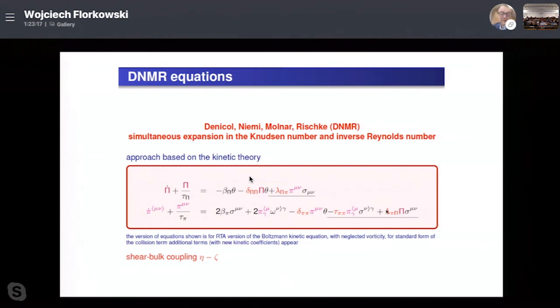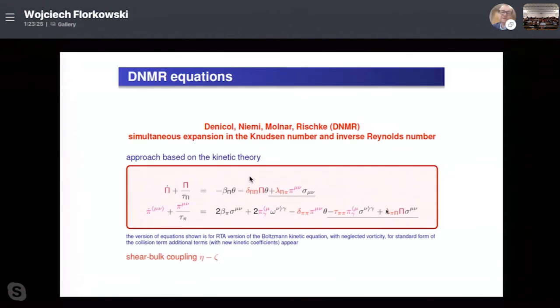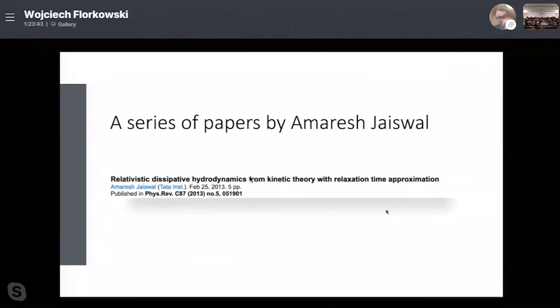Okay, so now another story, another approach. The approach of those guys, PNMR, is based on studies of the moments of the kinetic equation. So instead of using the kinetic equation, you study the moments of the kinetic equation, and then you derive hydro. This is also called the Grad moment method, who did this approach in the past. But there's also a series of papers by a good friend of mine, Amaresh Jaiswal, who is now professor in Bhubaneswar in India, at NISER.